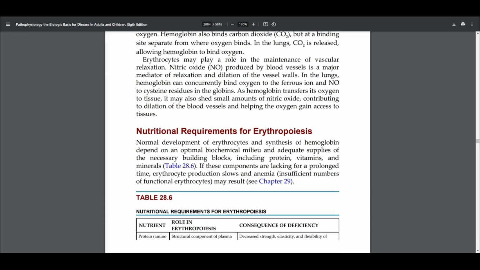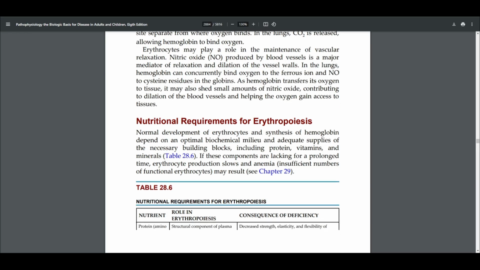Erythrocytes may play a role in the maintenance of vascular relaxation. Nitric oxide produced by blood vessels is a major mediator of relaxation and dilation of the vessel wall. In the lungs, hemoglobin can concurrently bind oxygen to ferrous iron, and nitric oxide to cysteine residues in the globins. As hemoglobin transfers its oxygen to tissue, it may also shed small amounts of nitric oxide, contributing to dilation of the blood vessel and helping the oxygen regain access to tissues.